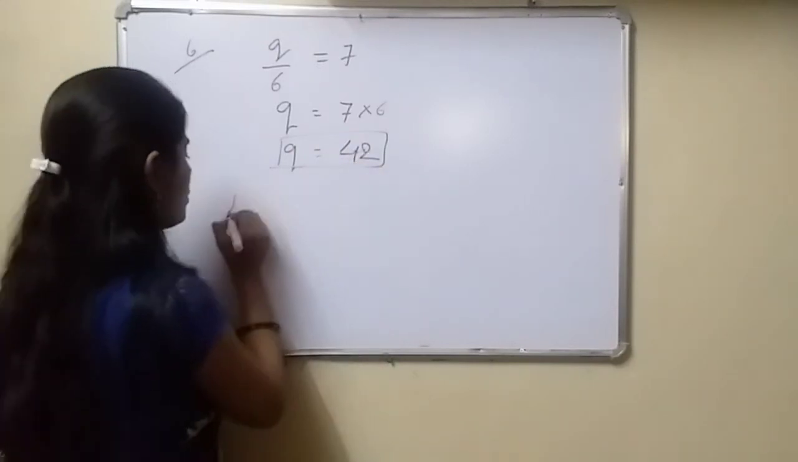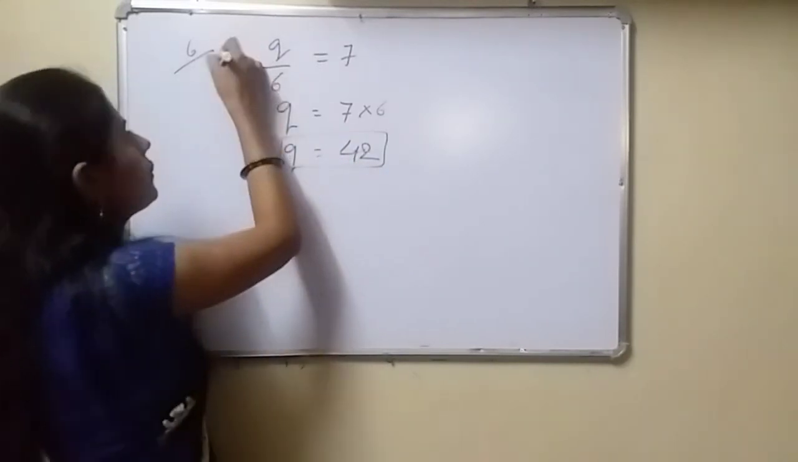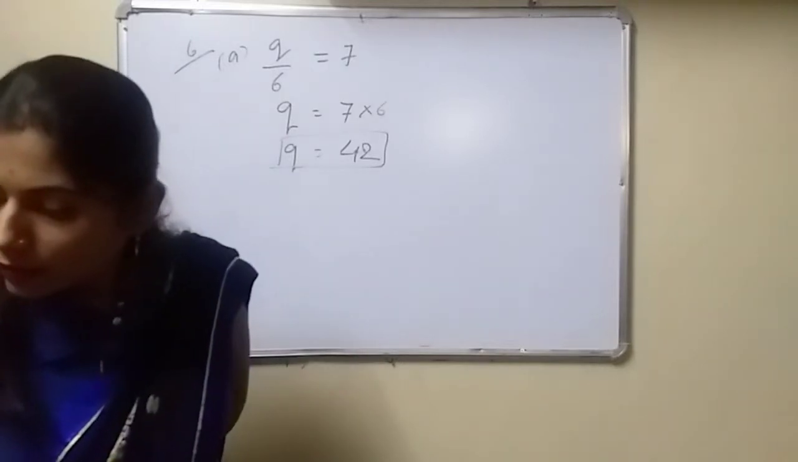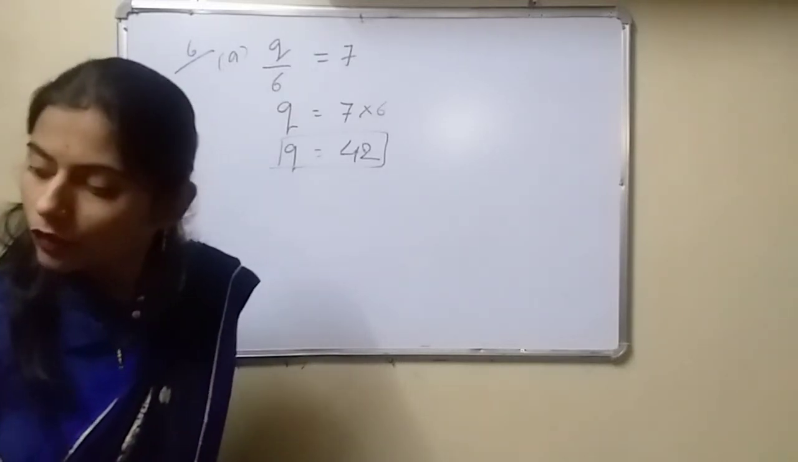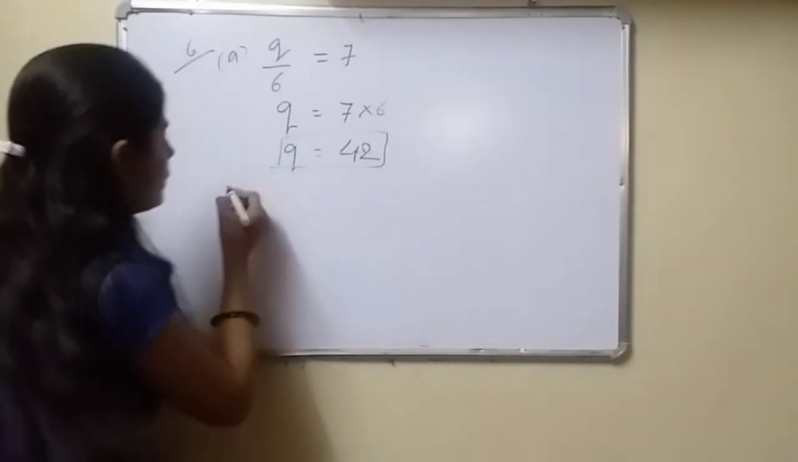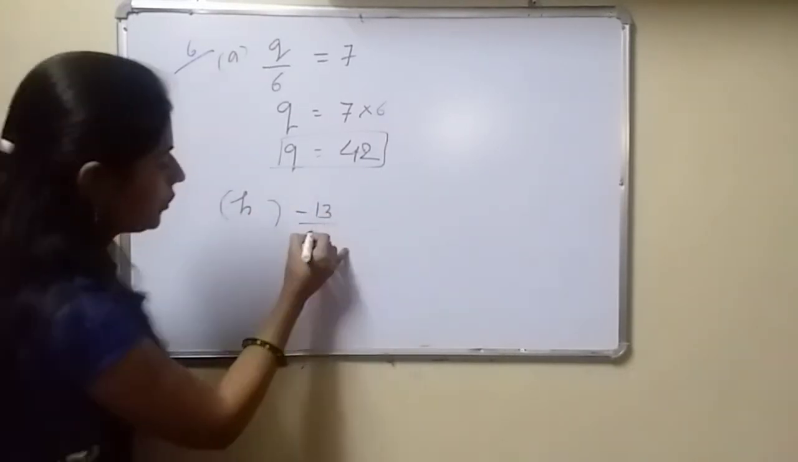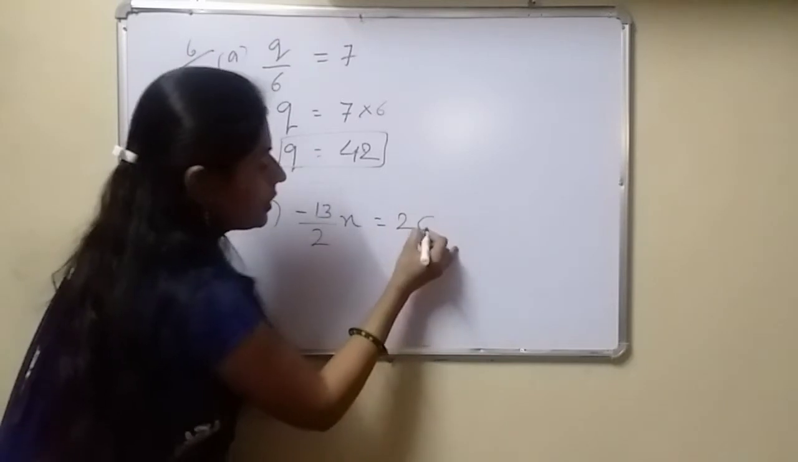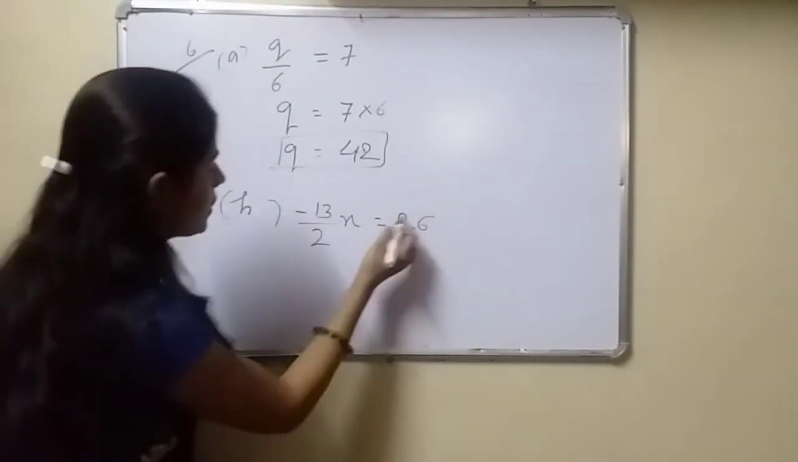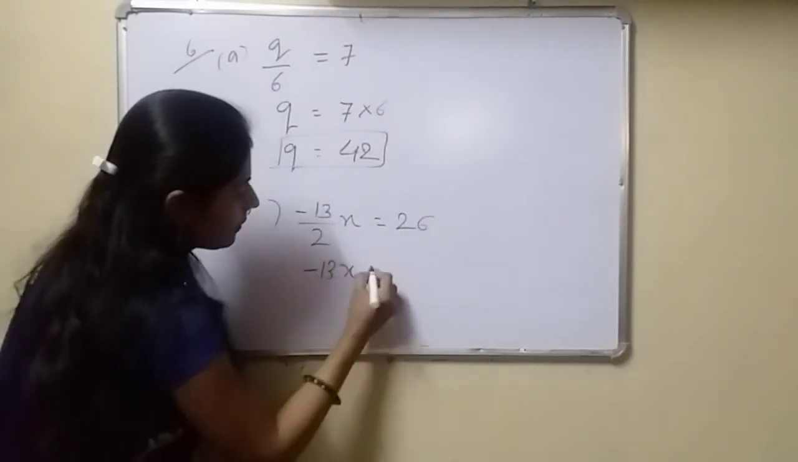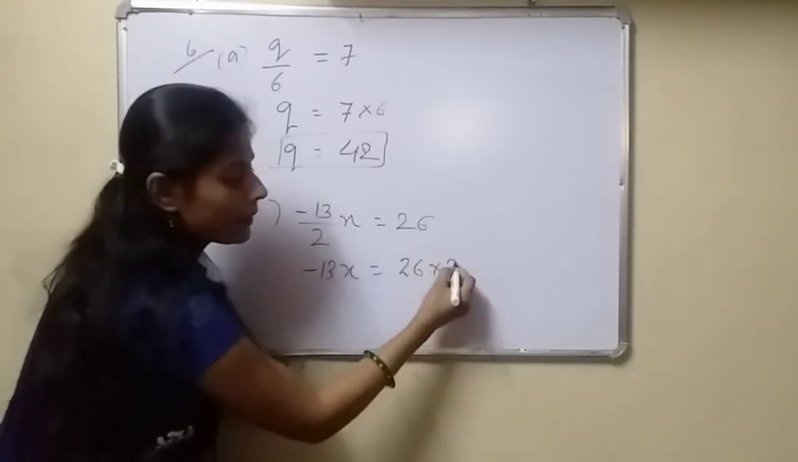Okay. Now see question number b. This is your a. Now see question number g or h. h I will solve. Question number h. Minus 13 by 2x is equal to 26. Yes, 26. Now see, minus 13x is equal to 26 multiplied by 2.